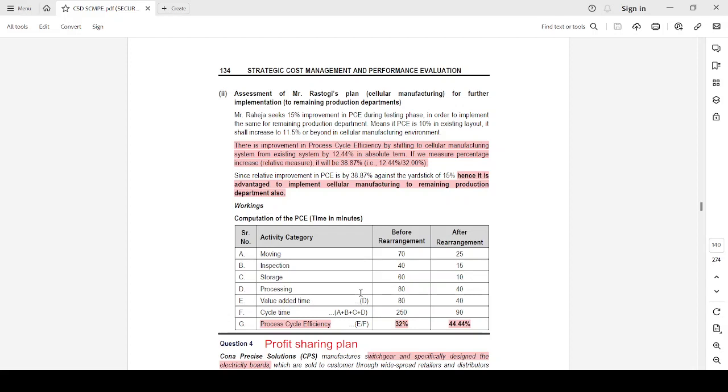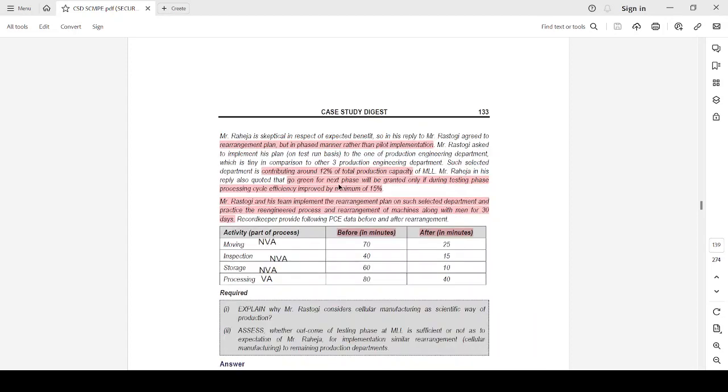Just divide it: value added time divided by total cycle time. It was 32% before rearrangement and 44% after rearrangement. So is there an efficiency? What did he ask for? He asked for 15% efficiency minimum.